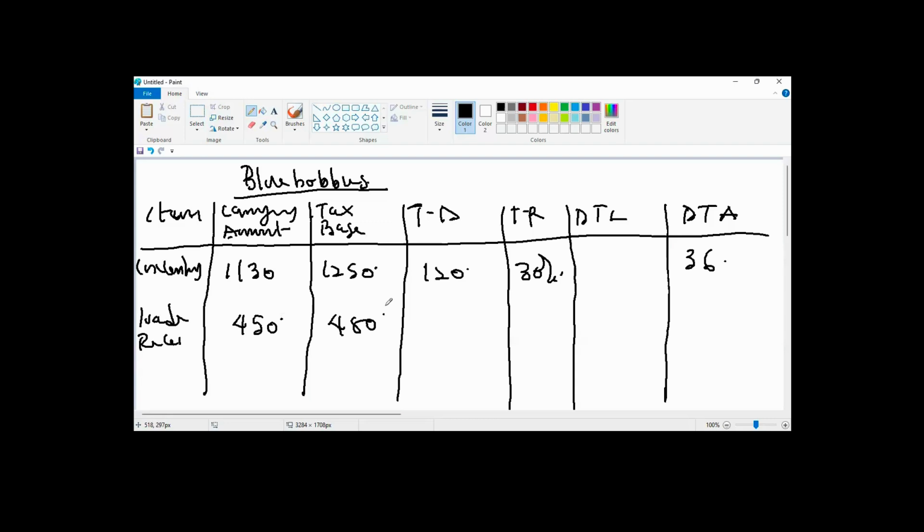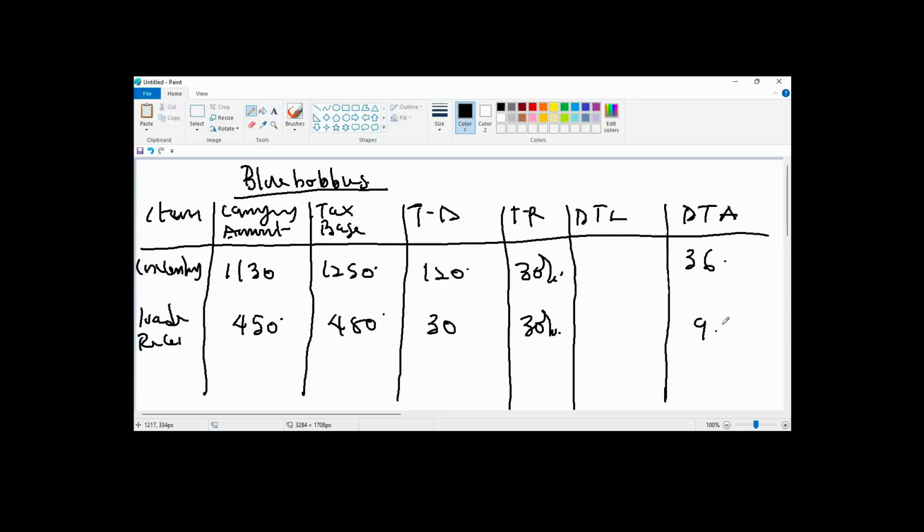Has it created a difference? Yes, sir. 30. Is it a deferred tax liability or deferred tax asset? Asset. Asset of how much now? 9. Only 9.